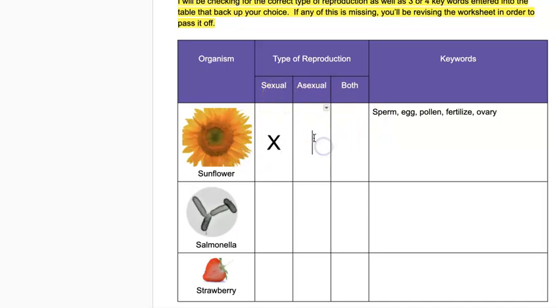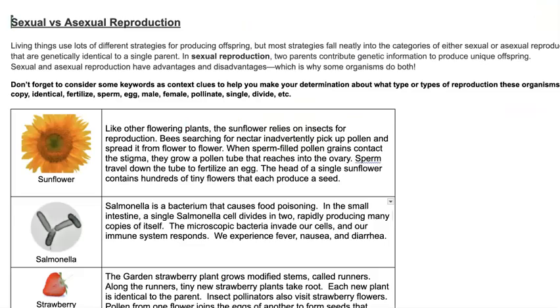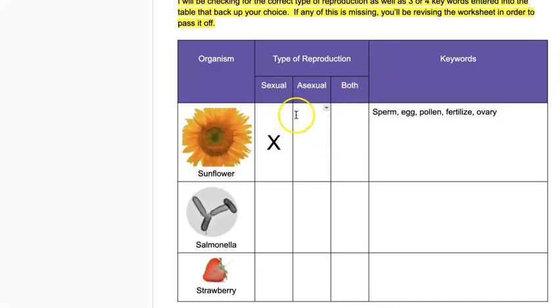So I'm going to put an X in that column. I didn't see any evidence that it is an asexual reproducer or that it does any kind of asexual reproduction. It didn't talk at all about any kind of budding or division. It didn't say that it was by itself. In fact, the insect actually carries the pollen around, going from plant to plant, which means the pollen's going from one plant to another, which means there's two parents. So that indicates to me that there is no asexual reproduction. So at this point, I'm feeling pretty confident that my sunflower is a sexual reproducer. I've got my keywords here. I'm good to go.